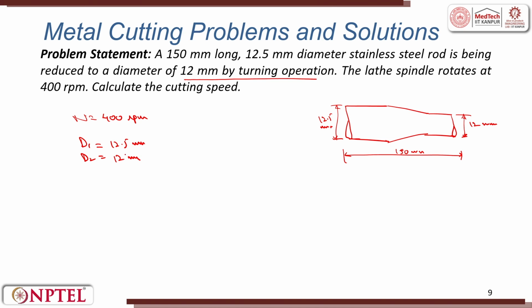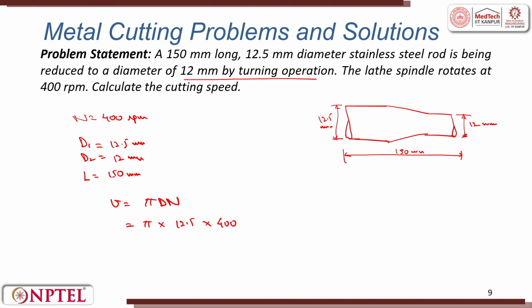And we have the length of the workpiece as 150 millimeters. Simply to calculate the cutting speed, V is equal to pi dn. Here d is the initial diameter only. This is equal to pi times d, that is 12.5, times the rotational speed, that is 400.